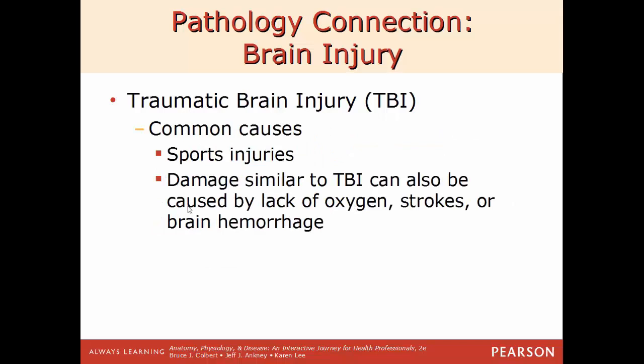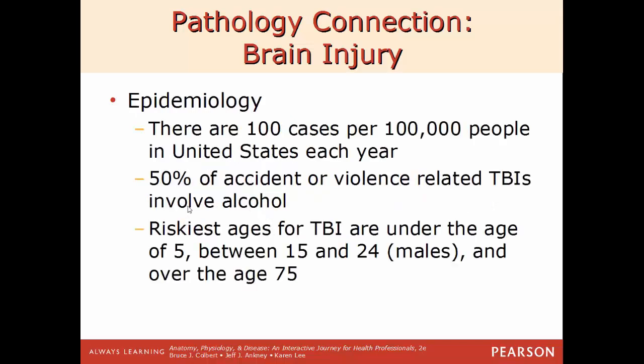Damage that's similar to TBI can also be caused by a lack of oxygen, or by a stroke, or by a brain hemorrhage. Now there are roughly 100 cases per 100,000 people in the United States each year. Now 50% of accident or violence-related TBIs involve alcohol. Now the riskiest ages for TBI are those under the age of 5, those between the ages of 15 and 24, especially for males, and over the age of 75.